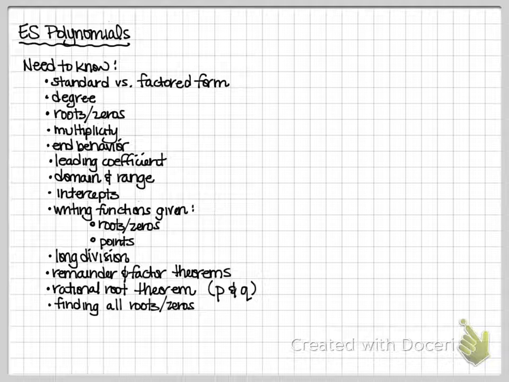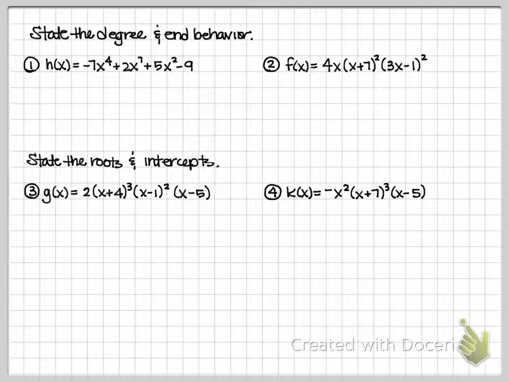So here's our need to know list. I'm going to go through some examples that are going to cover this need to know. And I'll probably have a couple of them wrapped together. All right, so let's go ahead and talk about the degree and the end behavior.